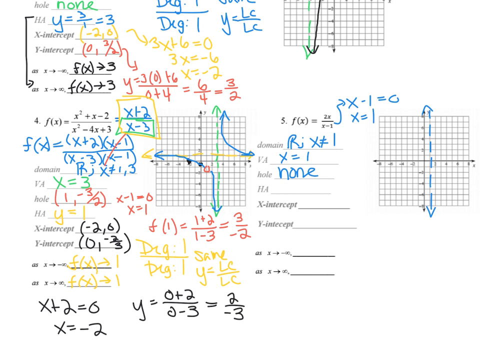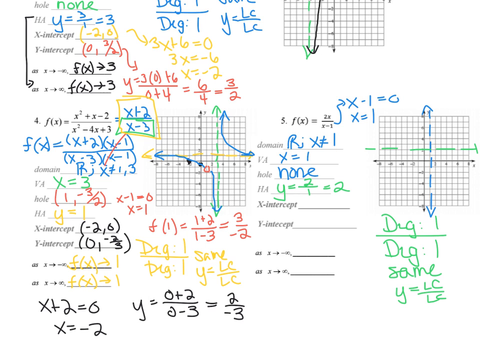Horizontal asymptotes, we always check the degree. On top, we have an exponent of 1. On the bottom, we have an exponent of 1. Those are the same, so we need our leading coefficients. Y equals LC over LC is how we'll find that leading coefficient ratio. So on top, we have a 2. On the bottom, we just have a 1 because there's no number in front of x. So our horizontal asymptote is just y equals 2. So we draw a straight line across that 2.